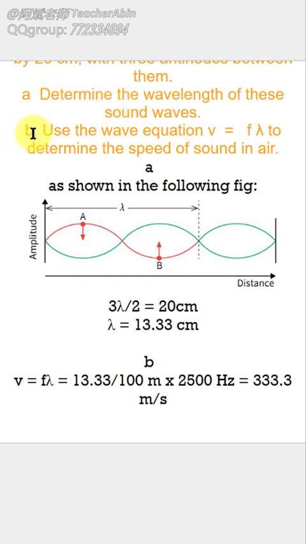And question B is asking us to determine the speed of sound. And the speed of sound v is equal to f times lambda. f, the frequency, is 25,000 Hz. And the lambda we have just worked out is 13.33 centimeters. Convert the units centimeters into meters, divided by 100. So we get 333.3 meters per second.